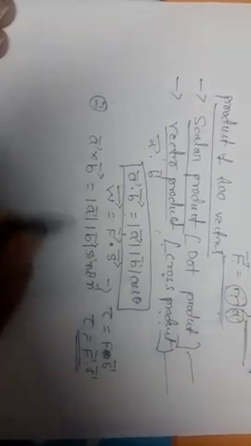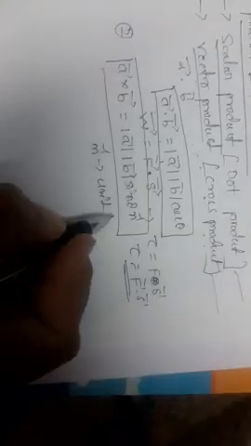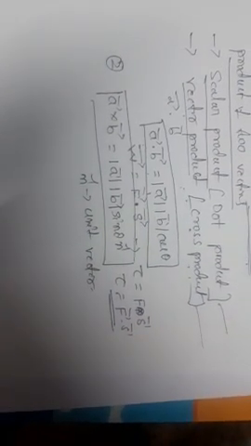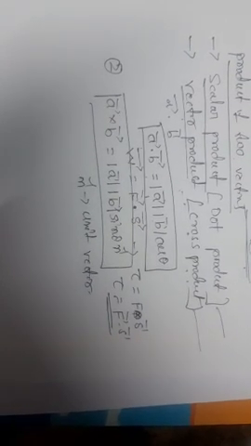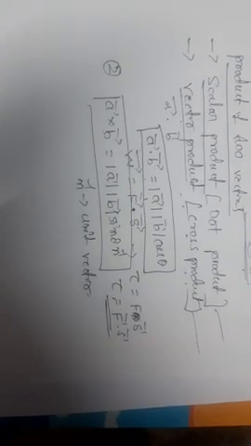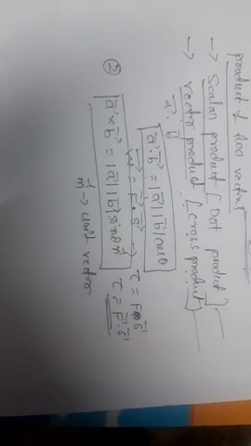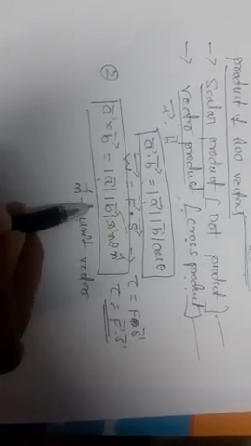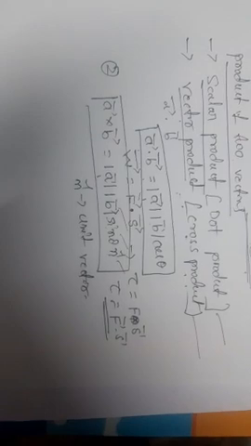and n cap is represented by a unit vector, where n cap is called the unit vector. That is the definition of the cross product of any two vectors. The cross product is also called vector product. If vector A and vector B are any two vectors, vector A cross vector B is equal to magnitude of vector A, magnitude of vector B, sin theta, n cap. The n cap is a unit vector.